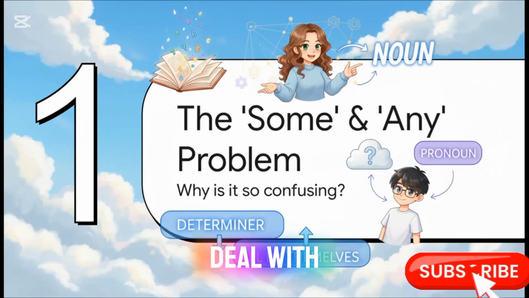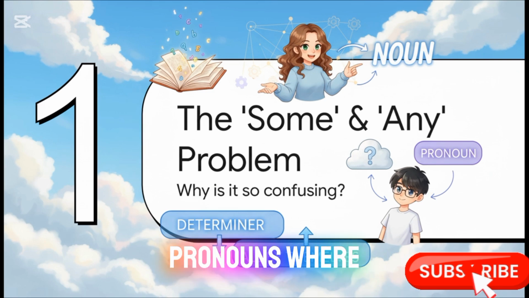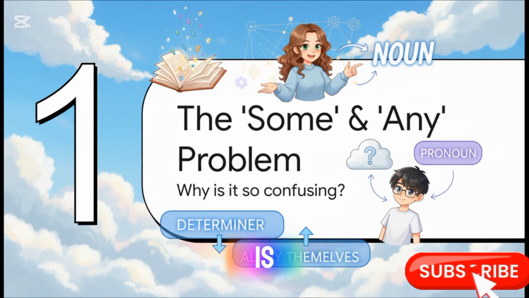So, what is the deal with these two words? Why are they so confusing? Well, part of the issue is that they can do a couple of different jobs. We're going to look at them as determiners, that's when they come just before a noun, and as pronouns, where they kind of stand on their own. But the good news is the core logic behind them is always the same.